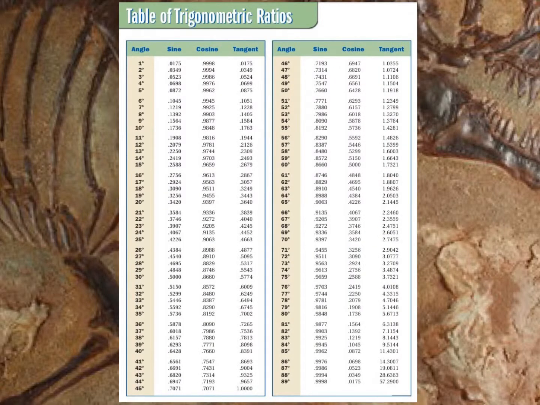These ratios are already predetermined based on the angle sizes, and are not going to be neat, clean fractions. They're mostly going to be decimals, and you can see all of them illustrated here in this table.